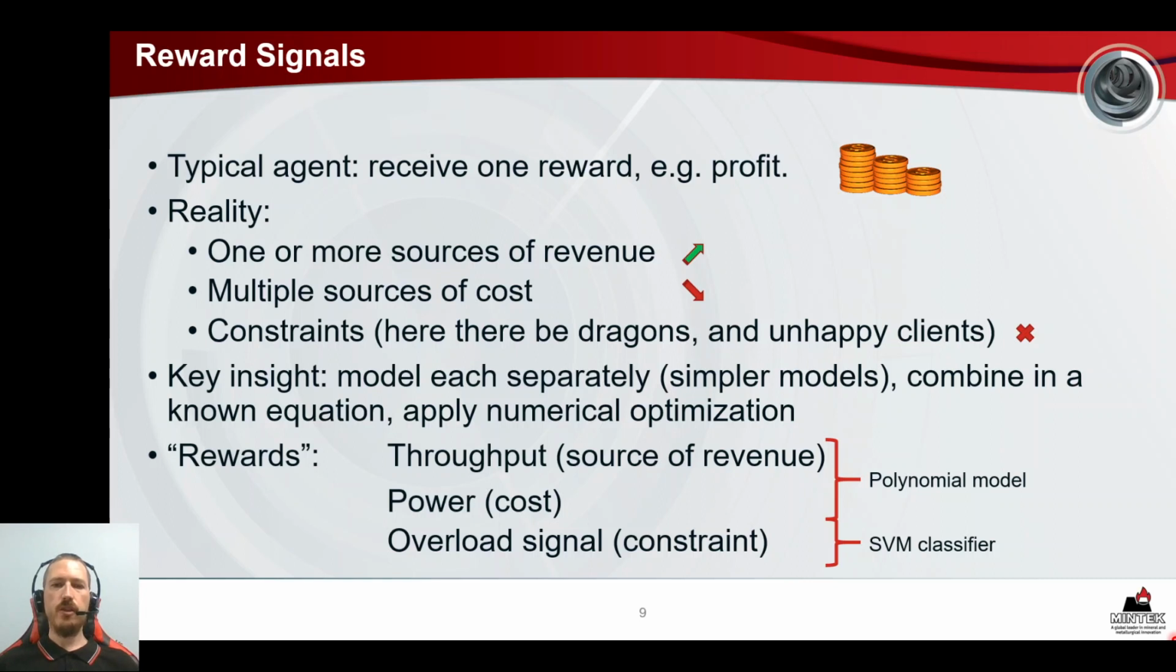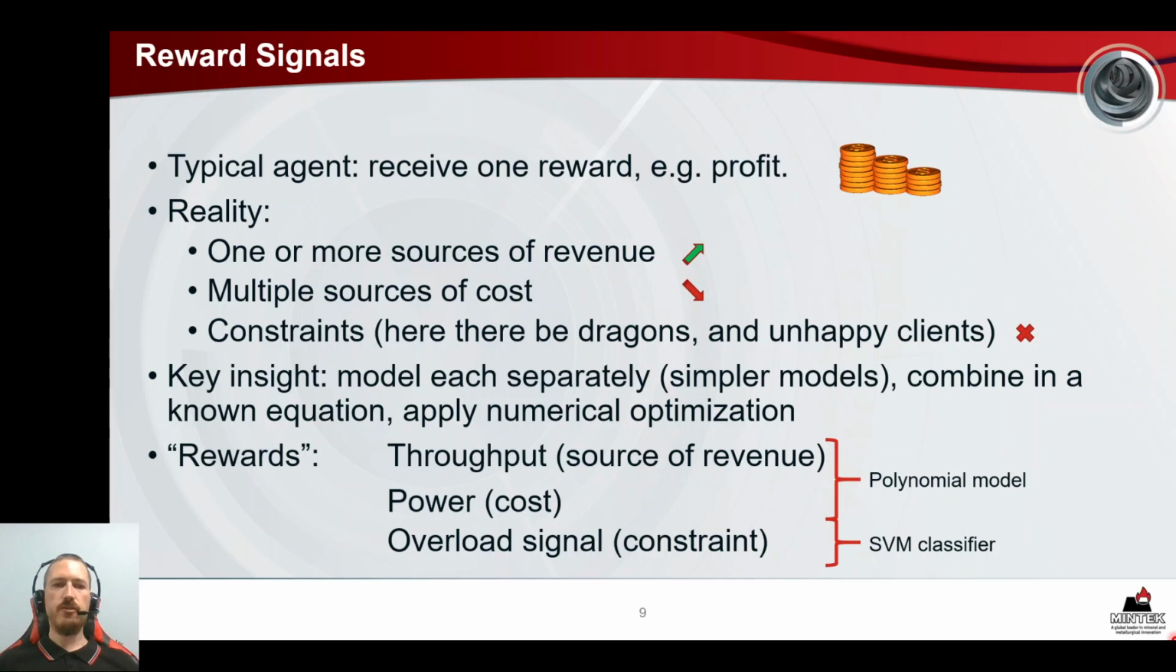In our case, throughput is our source of revenue. Power is our cost. We also have an overload signal. Now, if you overload the mill, you have put too much ore into it, and you risk damaging the mill, so you want to avoid that condition. Now, we model throughput and power using a polynomial model, and we model the overload signal using a support vector machine classifier.